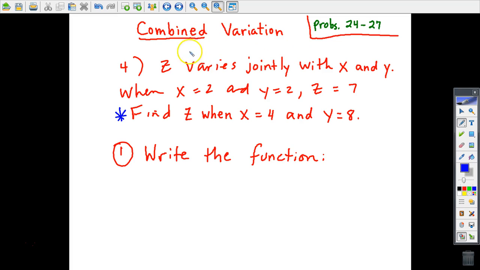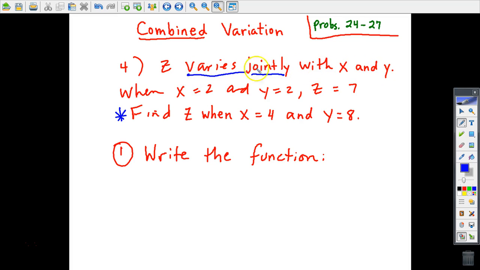And this is going to change our topic just a little bit, where we have combined variation. And this is just going to throw another variable in the mix. Notice we've got z varies jointly. When you see these words, varies jointly with x and y, I'm going to show you how you can interpret this sentence in an equation.